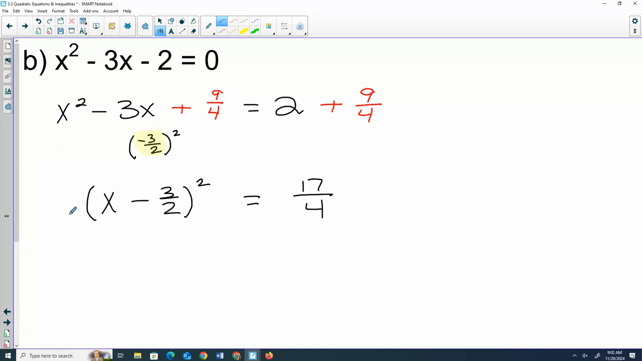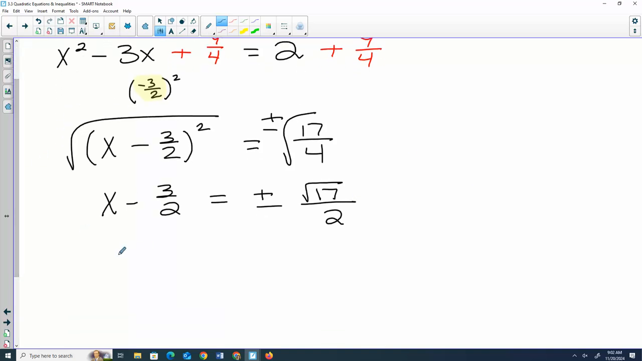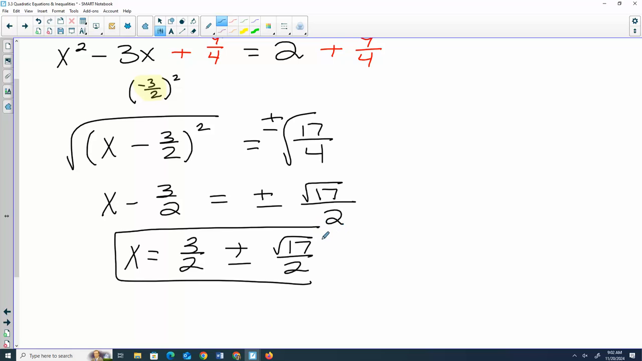Alright, how do we get rid of the square? Square root with that plus and minus. So x minus 3/2 equals plus and minus. I cannot do the square root of 17, but I can do the square root of 4 is 2. So it's the square root of 17 over 2. So final step to get x by itself is to add over that 3/2. So it's 3/2 plus and minus radical 17 over 2. So we might still have fractions at the end.